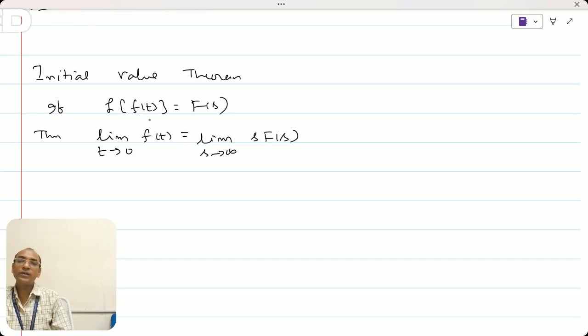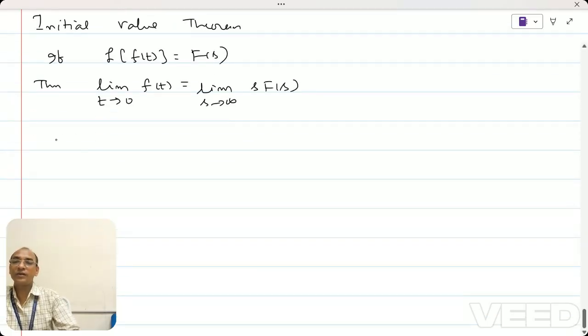When I am talking about the initial value theorem, you see that t tends to 0. So if I am taking t tends to 0, then I have to take s tends to infinity. So that is the meaning of the initial value theorem. Initial value means t equal to 0.